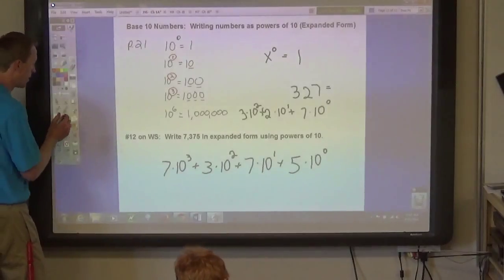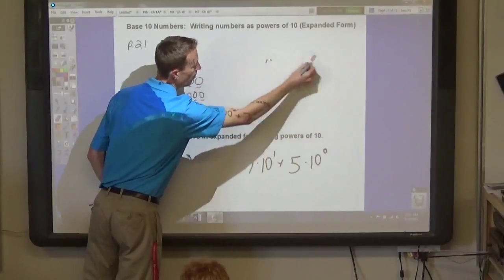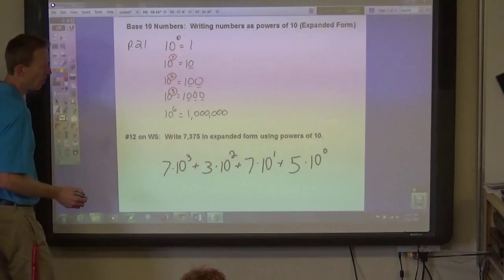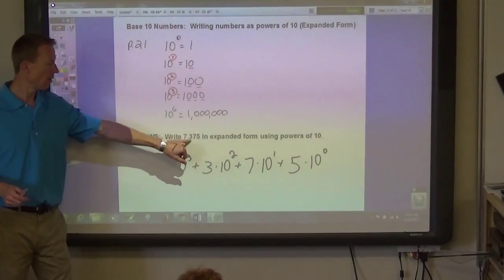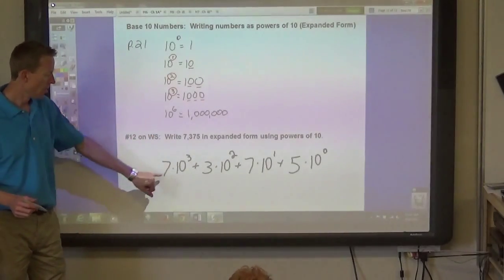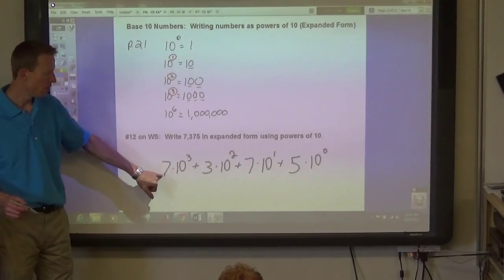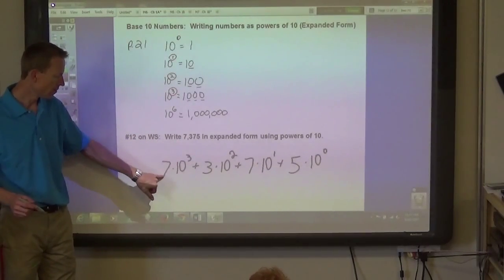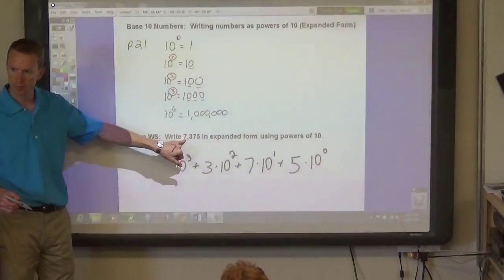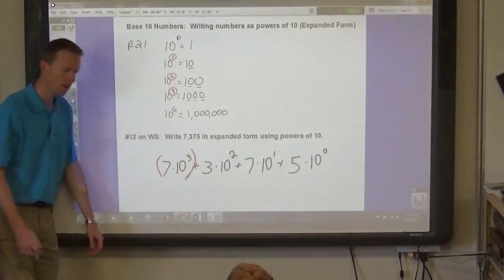And so one of the assignments that you had for today was to write things in expanded form. So, for example, 7,375 in expanded form. Each digit has a value, and you could write it as 7 times 10 to the third power, since the 7 is worth 7,000.